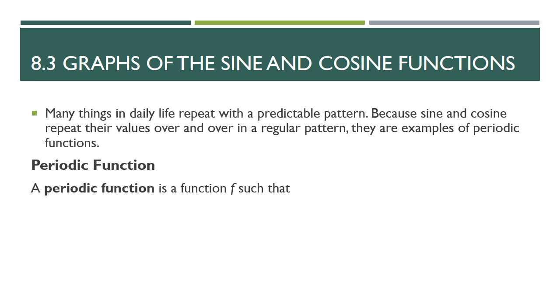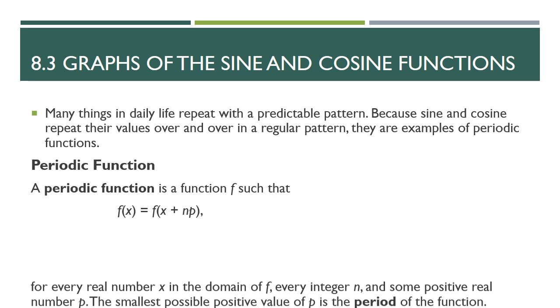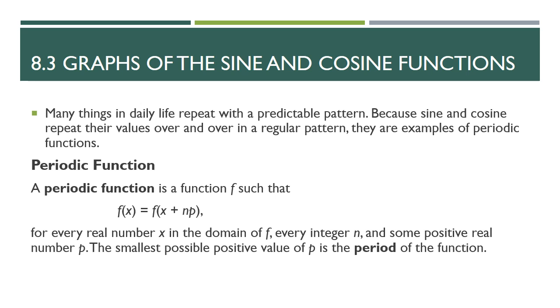A periodic function is a function f such that f of x equals f of x plus np, for every real x in the domain of f, every integer n, and some positive real number p. The smallest positive value of p is the period of the function. In other words, you're going to get the same y values over and over again at set intervals for x values.